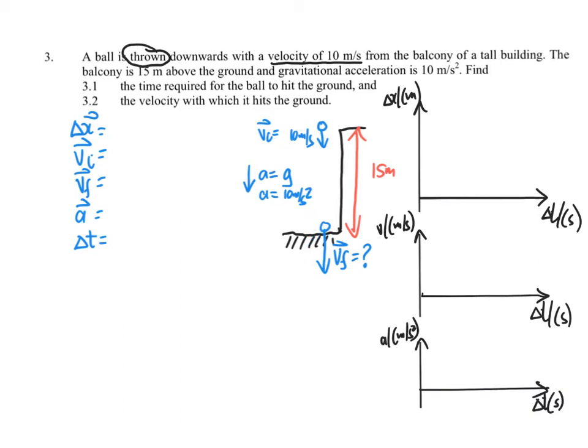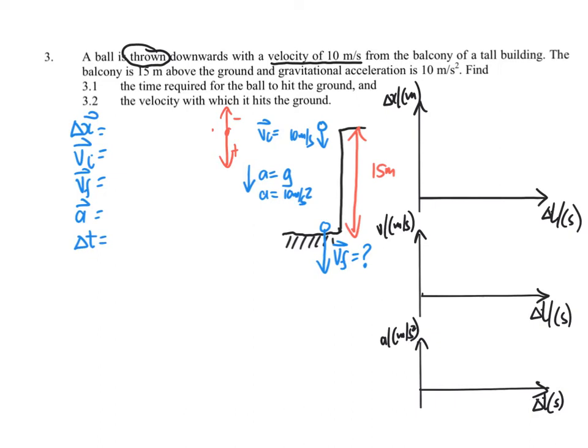So let's start off with our sign convention. The motion is all downwards, so let's define down as positive and up as negative. I like to suggest always define your positive direction as the direction of the initial motion, which in this case is down.